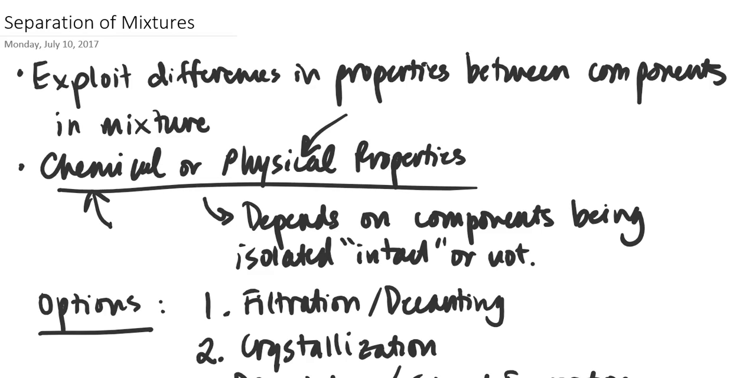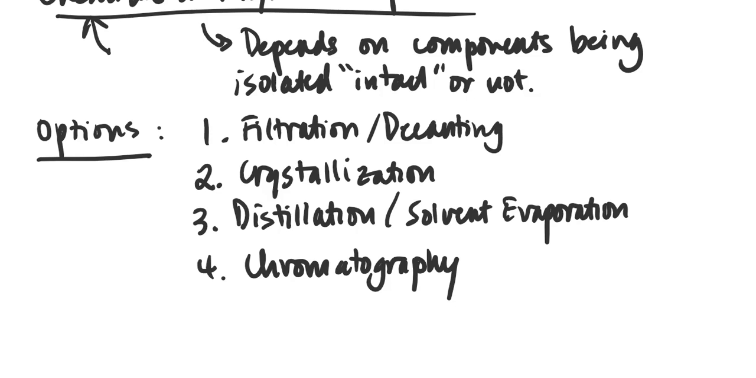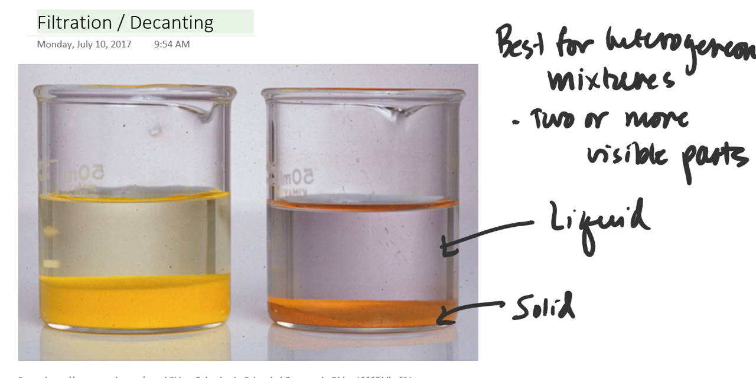Now, when it comes to understanding what our options are, in general, usually if we're trying to separate mixtures, we have four specifically, techniques that we can use to carry out the separation of mixtures. One of those techniques would be filtration or decanting. The other is crystallization. Yet another would be distillation and solvent evaporation. And lastly, it's also common to use chromatography to separate mixtures. We'll be discussing each of these in turn in the rest of this tutorial.